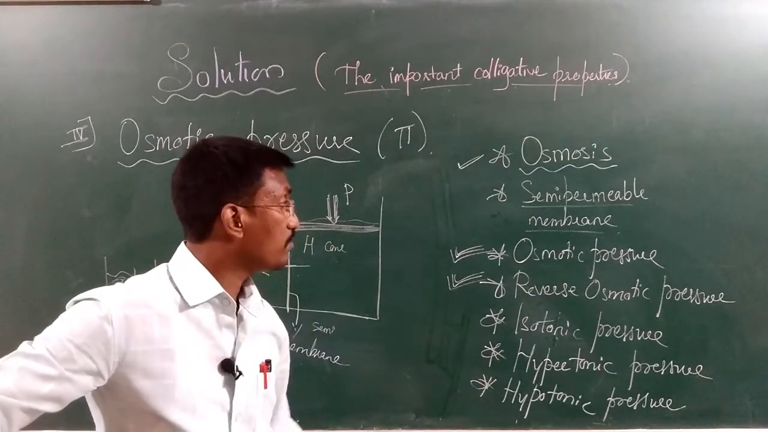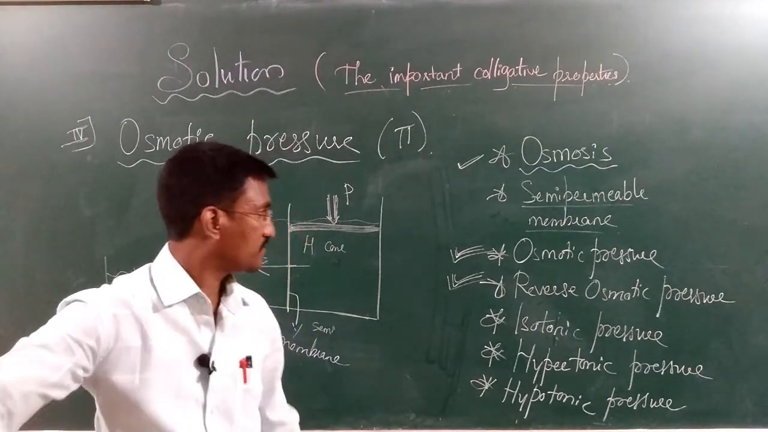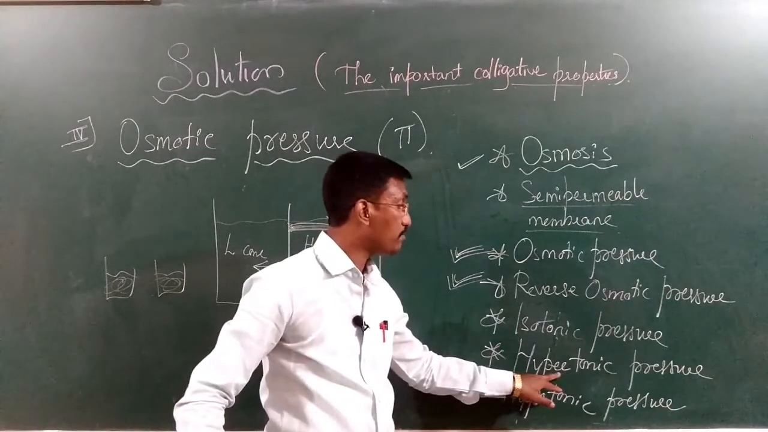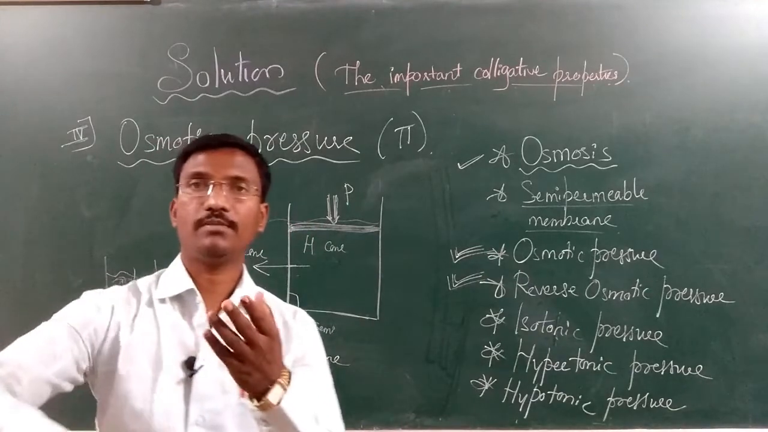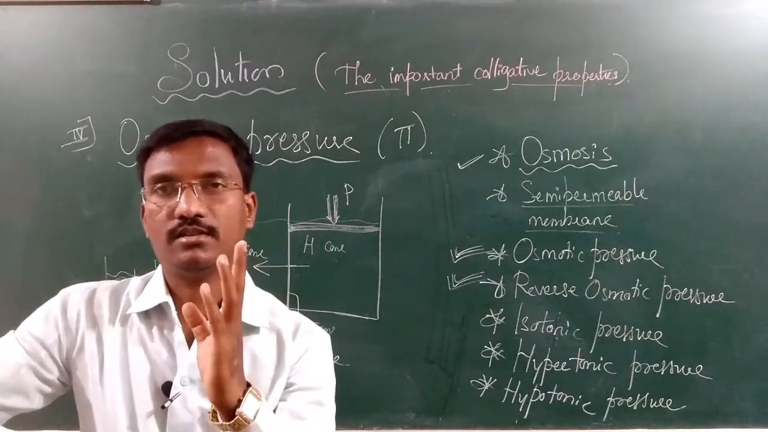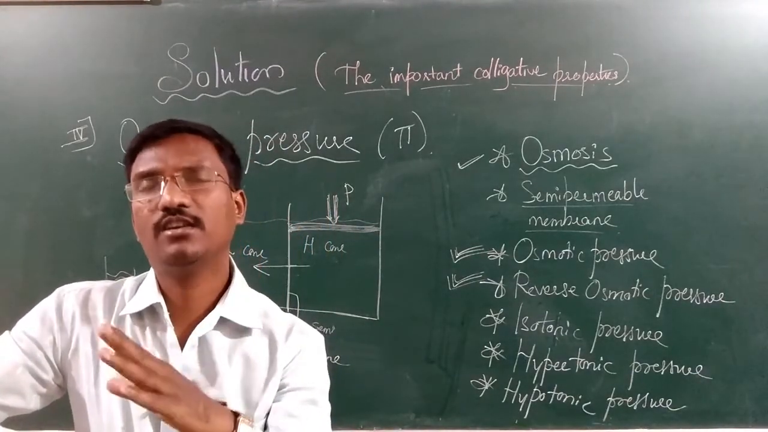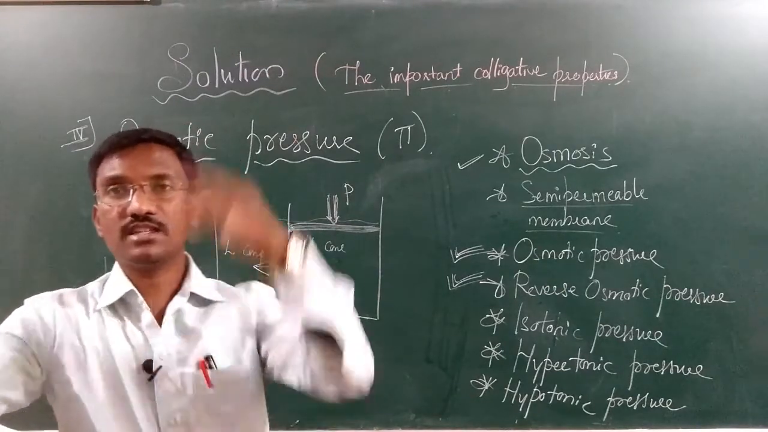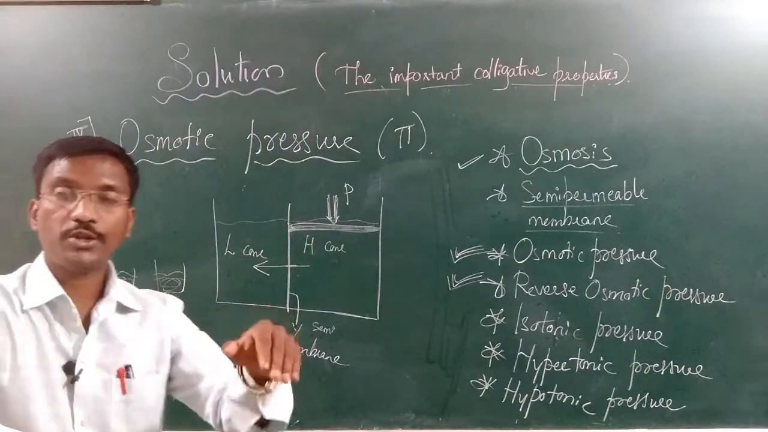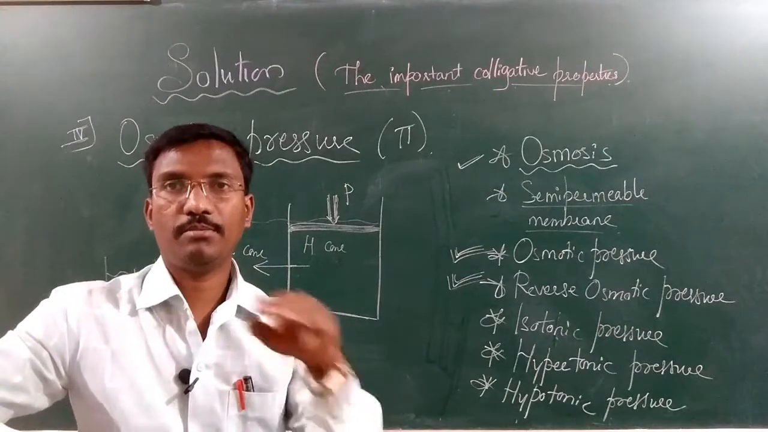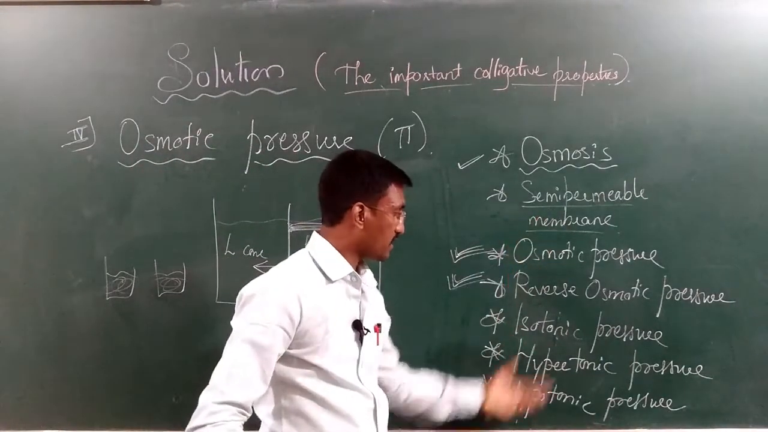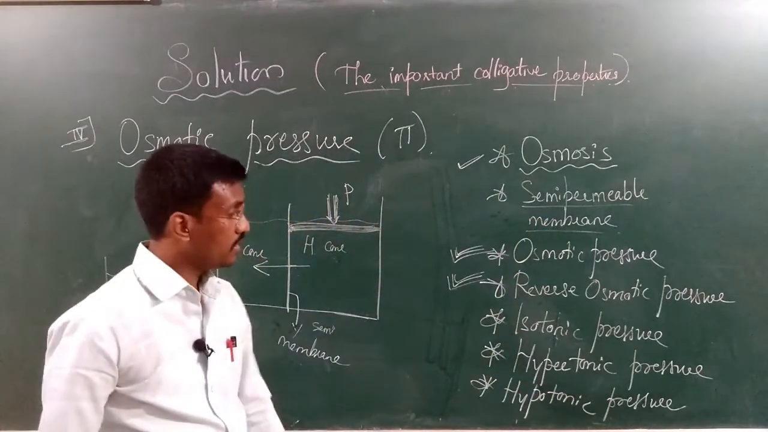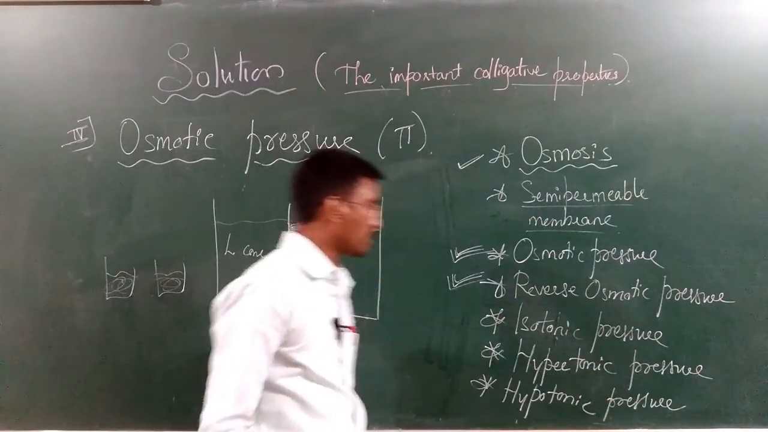What is hypertonic pressure? Next one is hypotonic. I think you know BP, low BP, high BP, hypertension and hypotension. Hyper is nothing but greater BP. Hypotension is nothing but lower BP. Similarly, hyper means greater, hypo means lesser. So hypertonic pressure is nothing but the same thing.